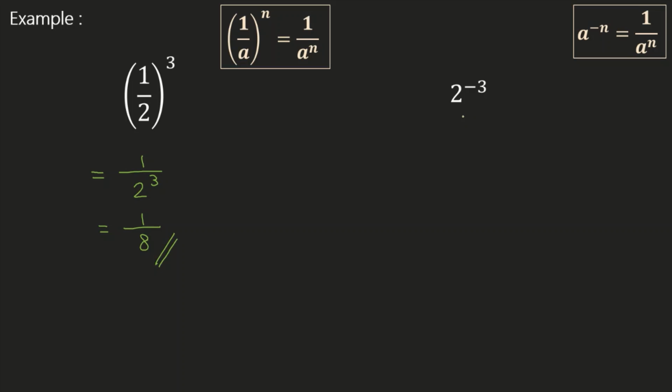Now let's take a look at this one. In here we have 2 raised to a negative exponent, negative 3. So by definition, this is the equivalent of 1 over 2 raised to the positive exponent, which is 3. Okay? 2 to the third is 8. So this also is equal to 1 over 8. So you can see that these two expressions are the same.